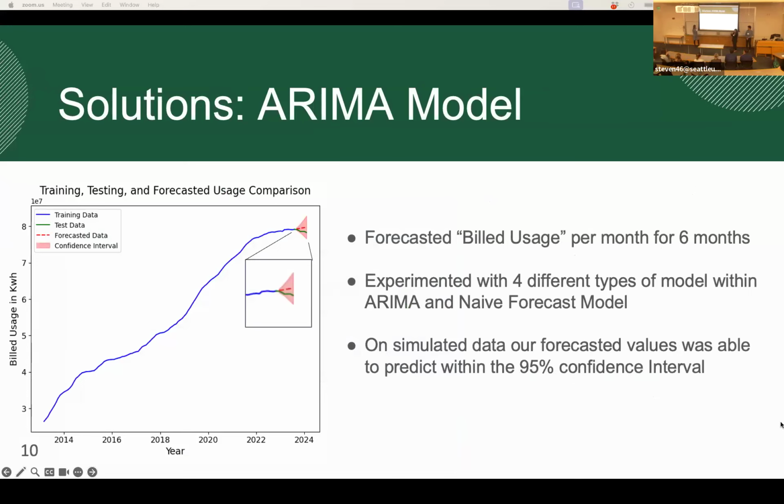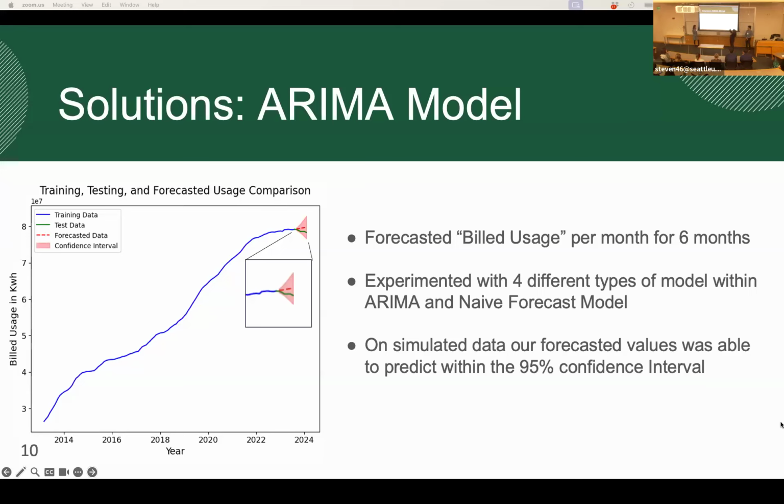Moving into modeling, we experimented with different kinds of parameters within the ARIMA model, as well as a base naive model that assumes that the demand remains the same, as an evaluation metric. When you look at this graph, you can see that the blue line traces our training data, the red dashed line shows what we forecasted the value to be, and the green is the test data.